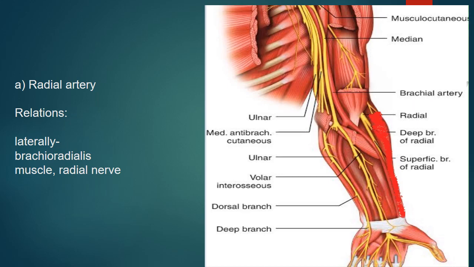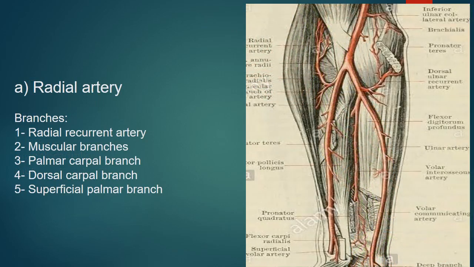Now we'll talk about the branches of radial artery in the forearm. The first branch of the radial artery in the forearm is the radial recurrent artery, this one. This radial recurrent artery arises just below the elbow at this point. It then runs upwards deep to the brachioradialis muscle. This is the brachioradialis muscle. This one is the radial recurrent artery, which runs upwards deep to this muscle.